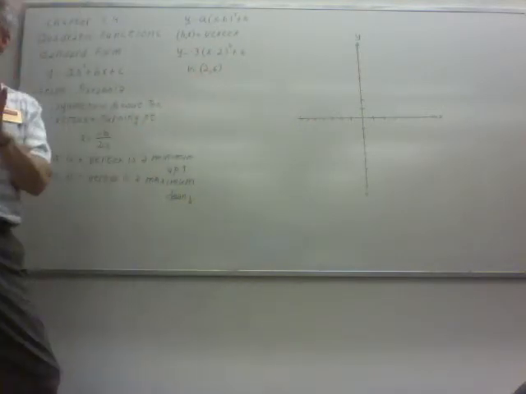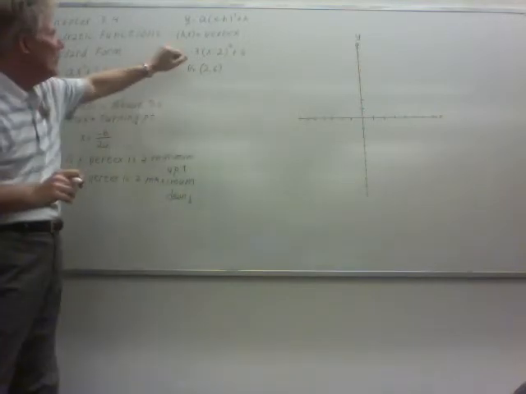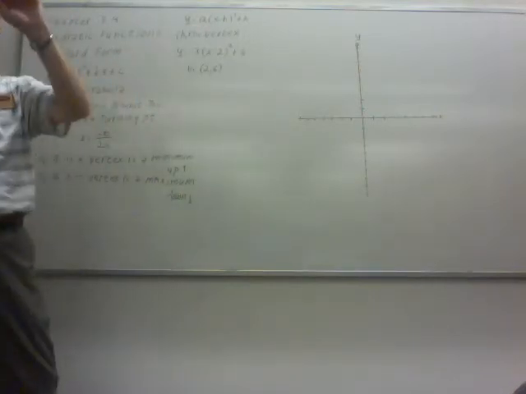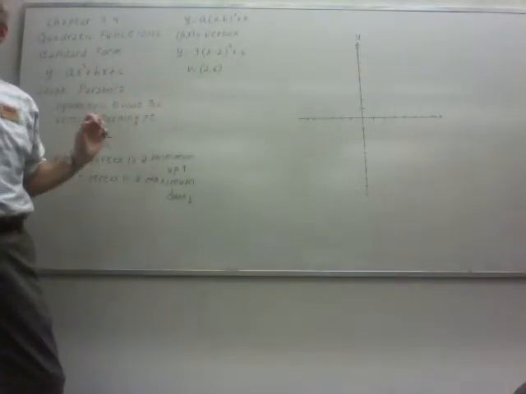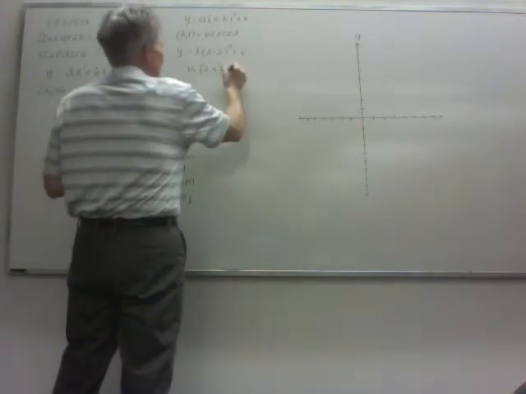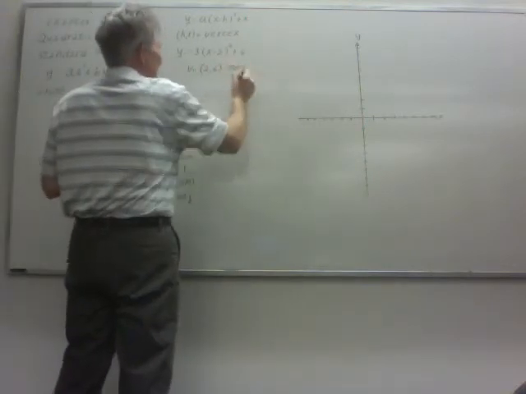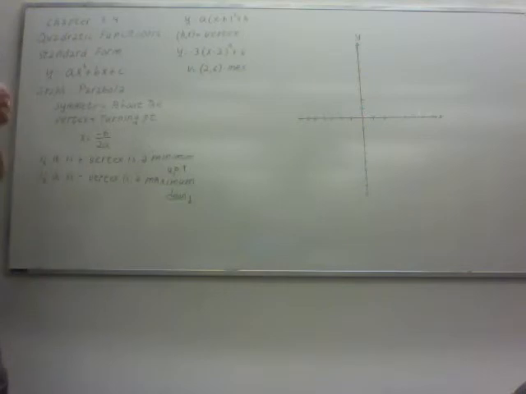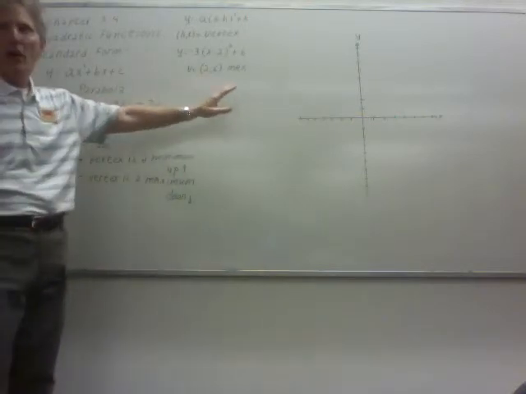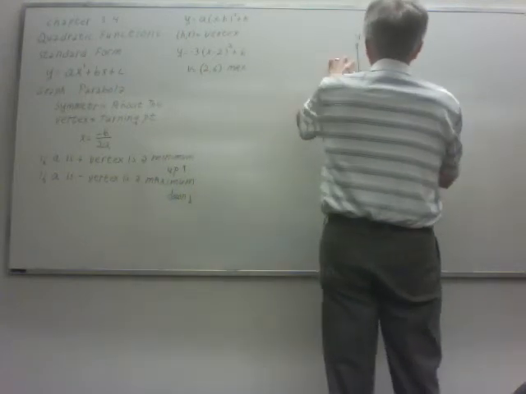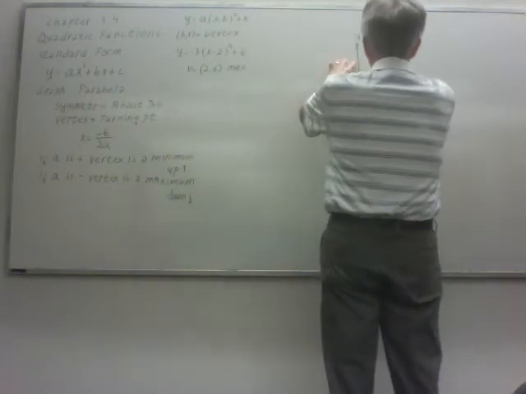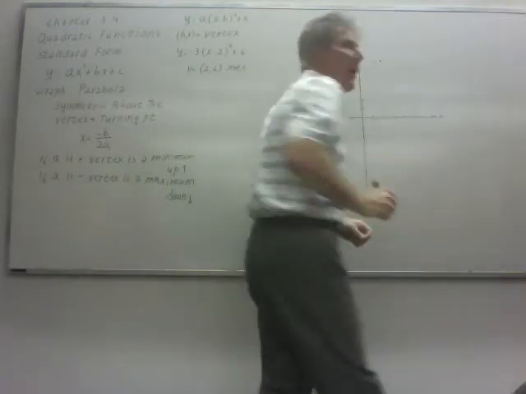A works exactly the same as it did before. If A is positive, your parabola opens up. If A is negative, your vertex is a maximum and it opens down. You'll notice A is negative. This vertex is a maximum and my parabola is going to open downward. The very next thing we want to do is put our vertex on our graph. So I've got 2, then 1, 2, 3, 4, 5, 6. (2, 6) is located right there. There is my vertex point.